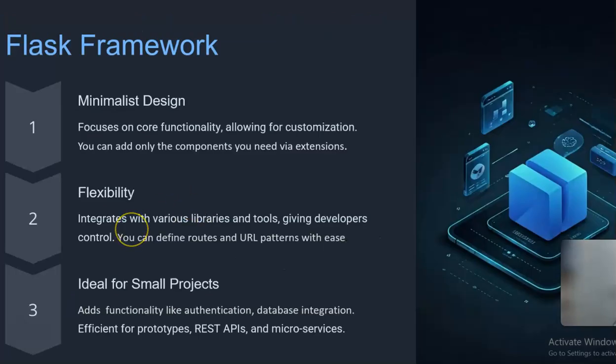Flask versus Django. Let's compare both of them. Flask and Django are two of the most popular Python frameworks, but they serve different purposes. Flask is minimalist and gives developers complete control over the application structure. It's great for small projects, and Django is a full stack framework that includes built-in features like authentication, database management, and templating, making it ideal for large applications. Flask allows for greater flexibility, while Django provides rapid development.